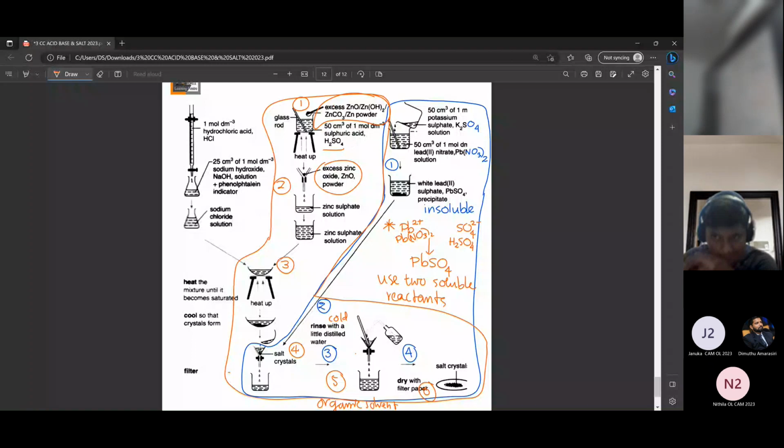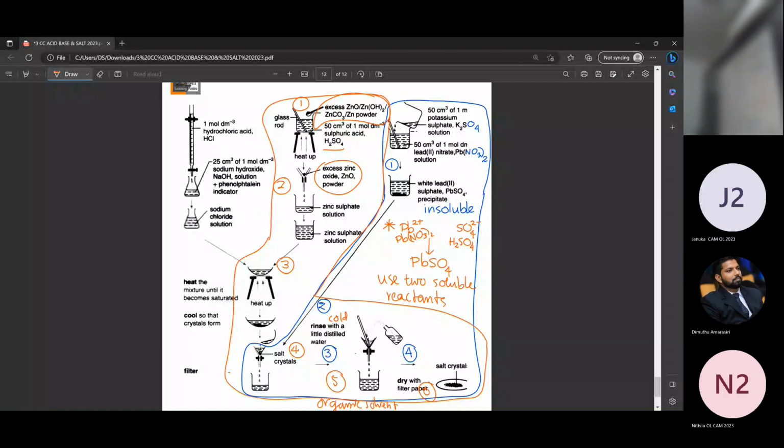Heat the solution to the saturation point. Cool the solution so crystals appear. Filter to obtain the crystals. Wash and dry. Wash the filter residue with organic solvent and leave it to dry. Very good. Right.